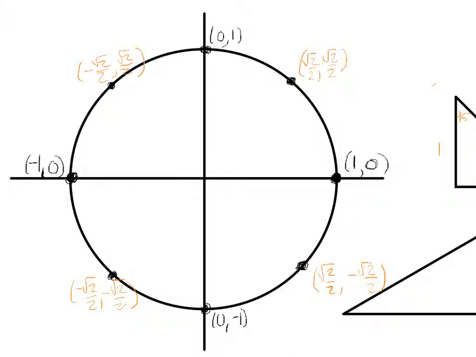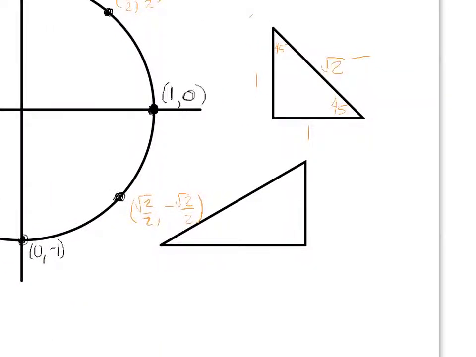Alright, we're almost done. Notice what we're missing are the 30s and 60s, which are tied together. If you remember, on that 30, 60, 90 triangle, let's change our color. We've got 30 degrees here, we've got 60 degrees here, and we're used to this being 1.